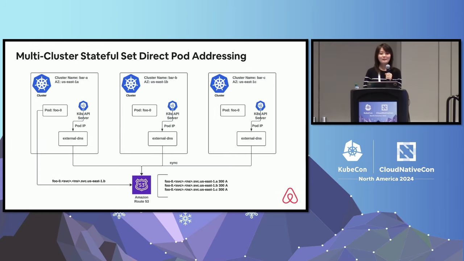To achieve multi-cluster stateful set direct pod addressing, we can also leverage External DNS with Route 53. In each cluster, the pod IPs are synced to Route 53 with a different domain name, and the application can reach the target pod by querying the pod DNS with the target domain from Route 53. Pretty easy, right?